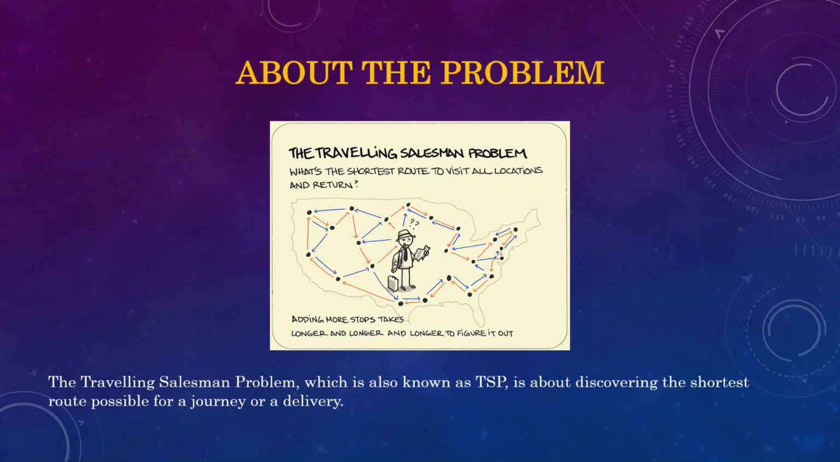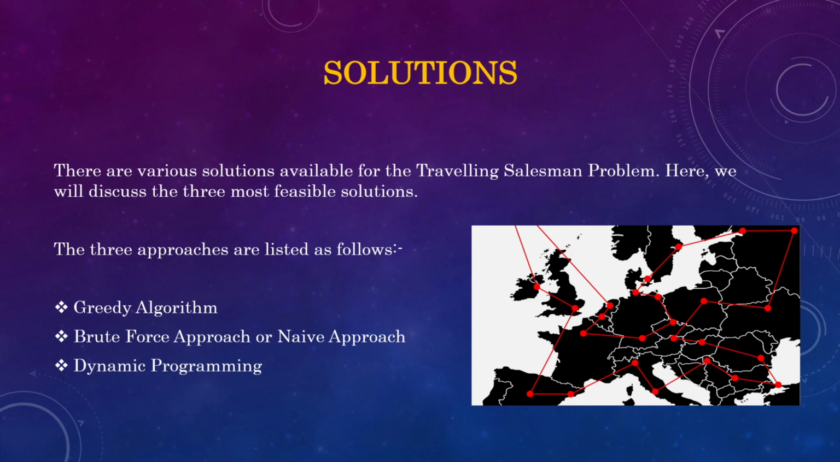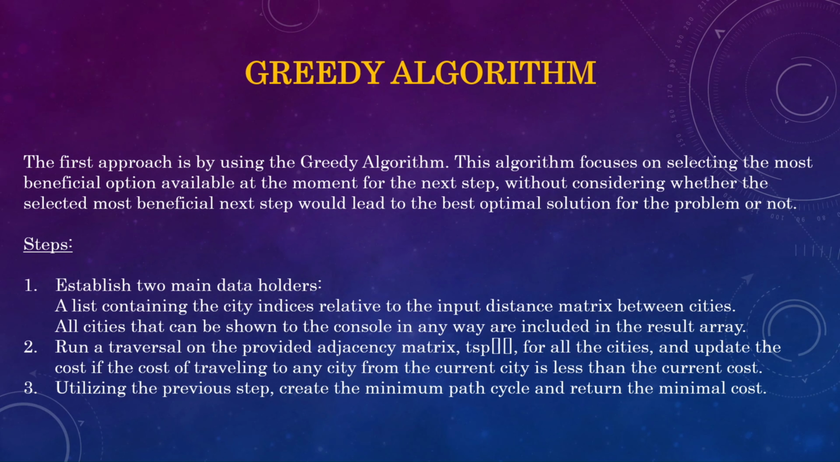Now that we have a better understanding of what the problem actually is, let's talk about the solutions. There are multiple solutions existing for this problem, but in our project we have talked about only the three most popular solutions. The first approach is using the greedy algorithm. This method concentrates on choosing the most profitable alternative for the following step that is now accessible, without taking into account whether or not the chosen next step would result in the best ideal solution for the problem. Since we have mentioned the word algorithm, its algorithm is written in the slide that you can see right now.